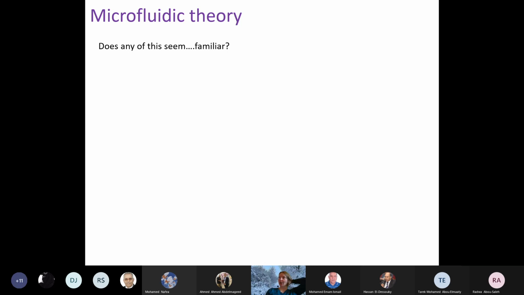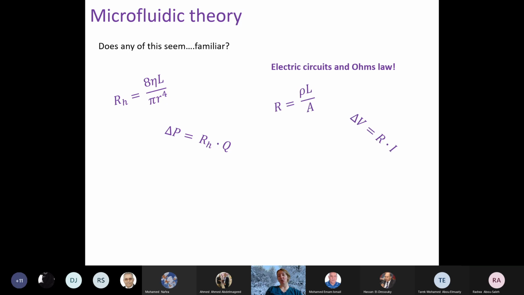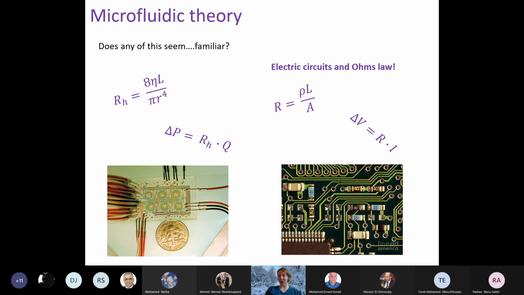This is something I always use with my students as an easier way to remember the relationship between flow rate, hydraulic resistance, and pressure differentials. It's very, very similar if you consider Ohm's law on electrical circuits. In fact, the way we design microfluidic devices, you can see this microfluidic device on your left, this looks like an electrical circuit, but it's not. It's a circuit of microchannels, but it is very, very similar to an electrical circuit or a microelectronics board. And actually, the theory is identical between them.